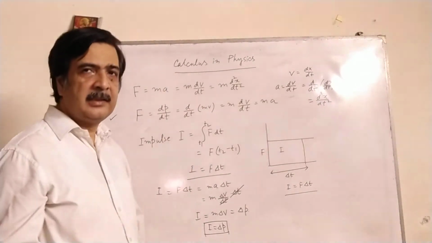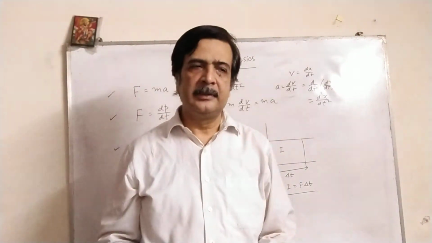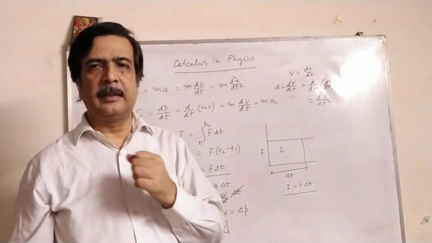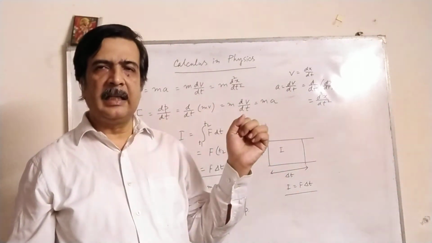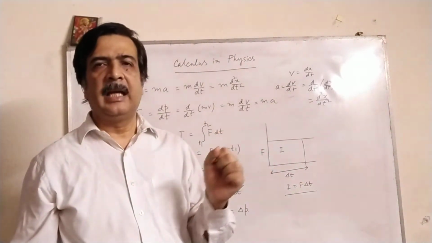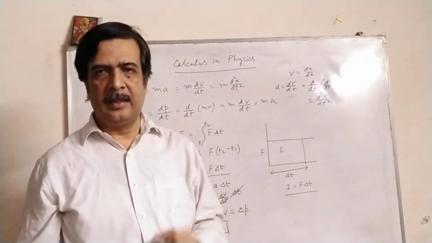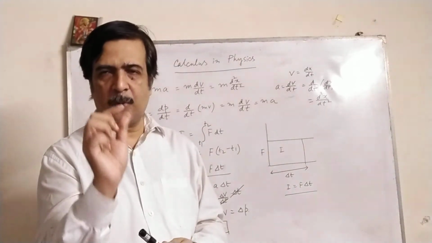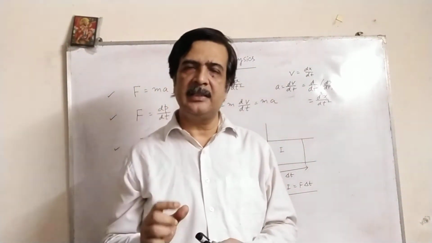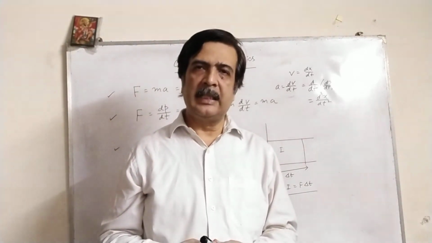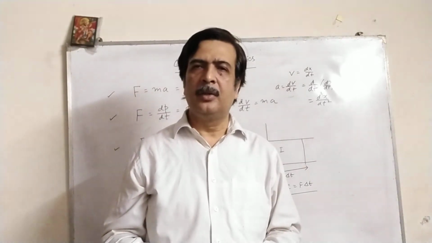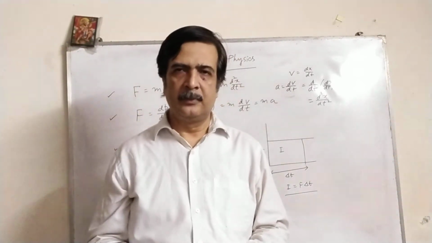Next is impulse. Another idea I will explain. Suppose a batsman has hit a ball and struck the ball with the help of his bat, and that force is F, and the time is a small time interval, that is delta t. So F into delta t is called impulse. Generally, when a large force acts on a body for a small time, we call that impulse.